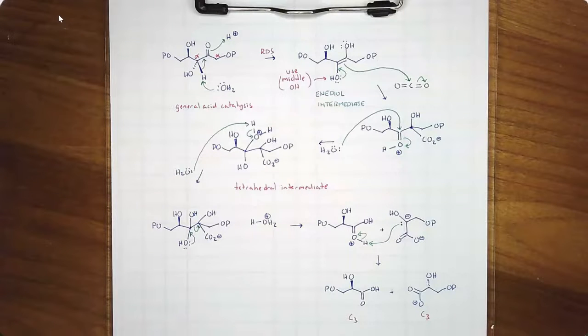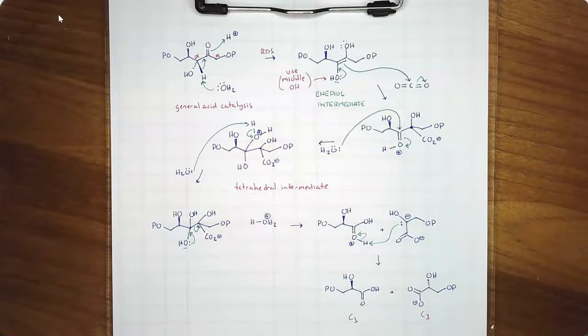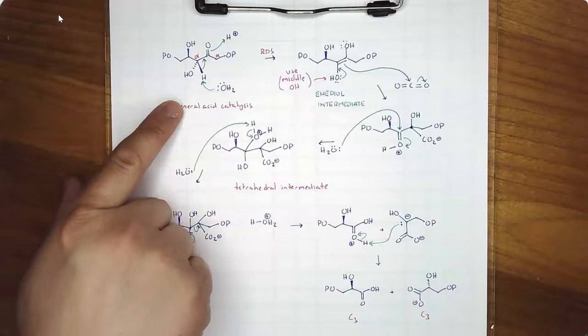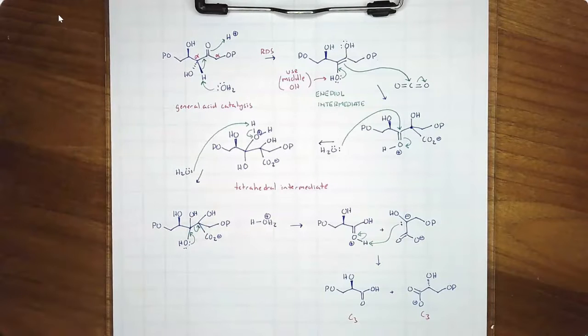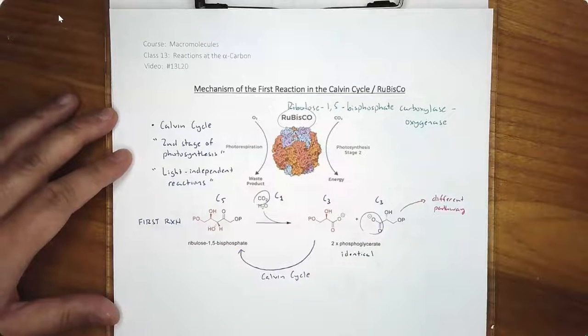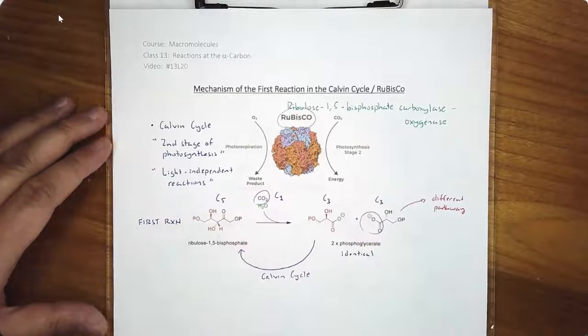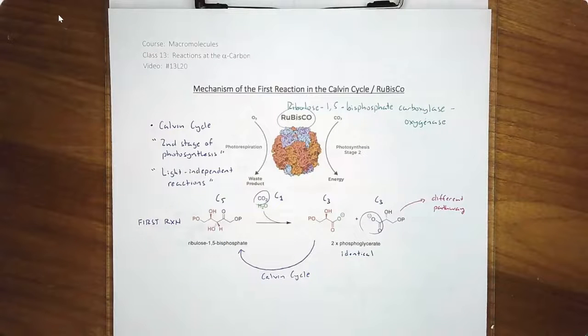For my class, I'm not too concerned about the details. I am concerned that my students be able to get to the key intermediates, in particular the enediol and the tetrahedral intermediate, and also do this first deprotonation in this fashion. Alright, not too bad. Just keep in mind what the purpose of RuBisCo is, what its job is: to do carbon fixation, to incorporate carbon dioxide into an organic molecule. And it starts out by first deprotonating at the alpha carbon.